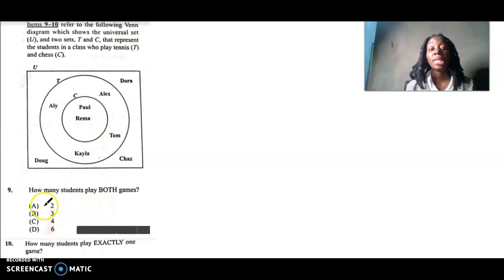For question 9, how many students play both games? Remember, we had said that Paul and Rima play both tennis and chess. So therefore there are 2 students. So our answer is A.